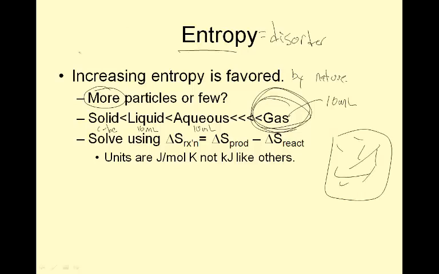You can find entropy, which by the way is delta S, by using delta S of the reaction, which is products minus reactants. The units are joules per mole Kelvin, not kilojoules like the others. I say S stands for stupid unit because it gets annoying when you have to change from joules to kilojoules.